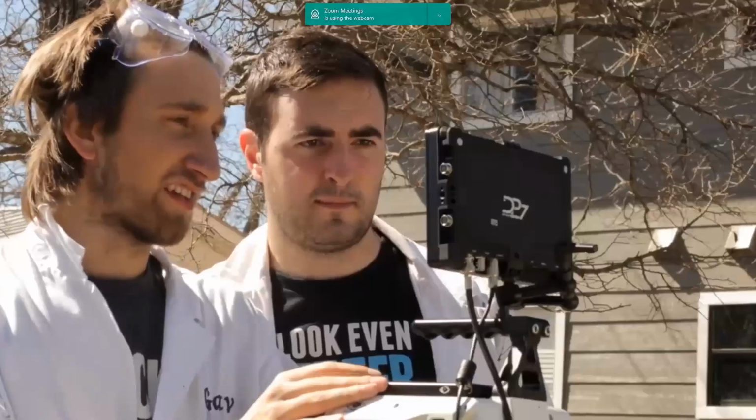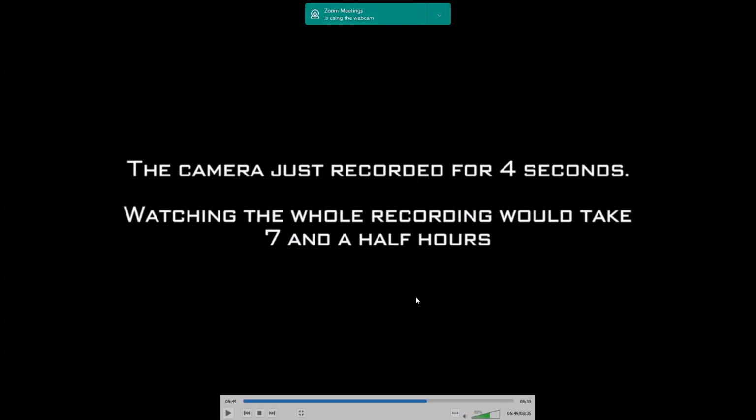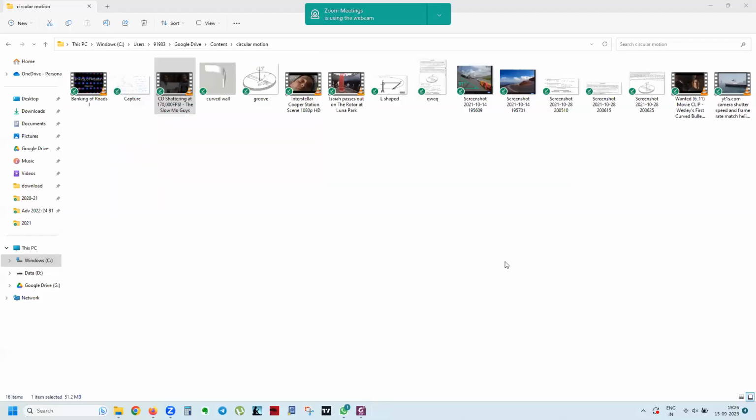Alright, so that was at 62,000 frames a second. So the camera is so good, it just recorded 4 seconds, but the frame rate is so high, it takes 7.5 hours to watch the whole thing. It's a 6 GB file. 4 seconds of recording is 6 GB. So it's a very high frame rate. That kind of camera will cost you almost 1 crore. A high-speed camera will cost you 1 crore.